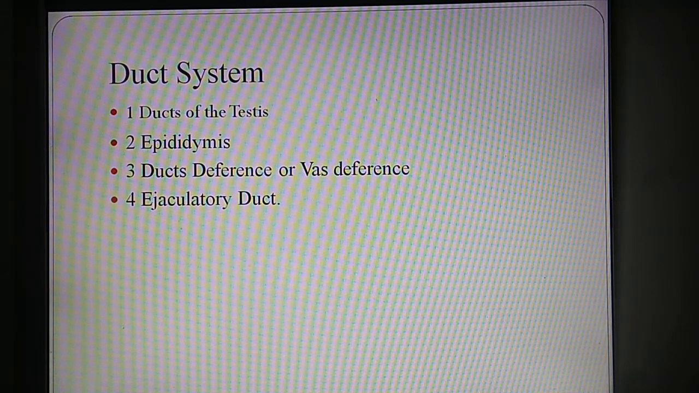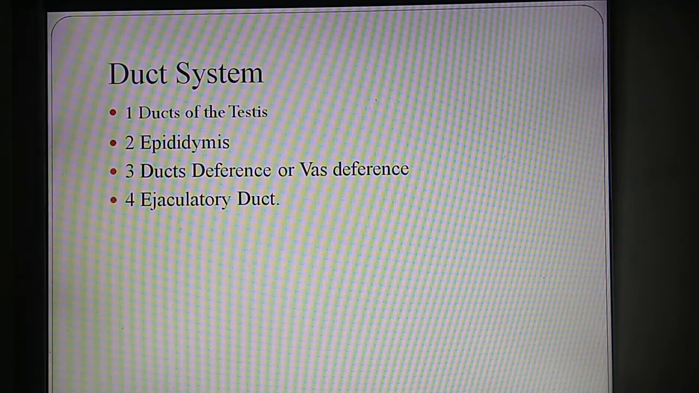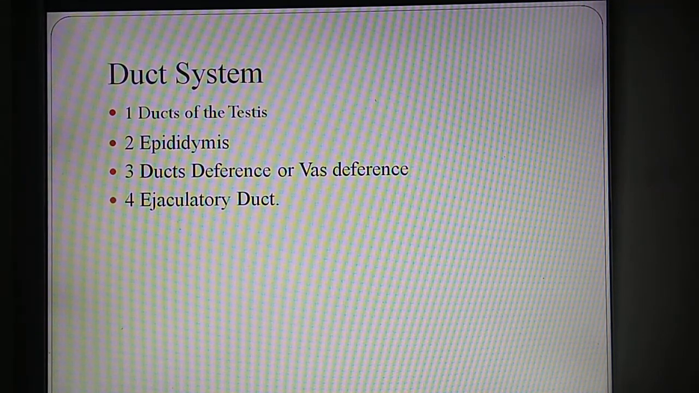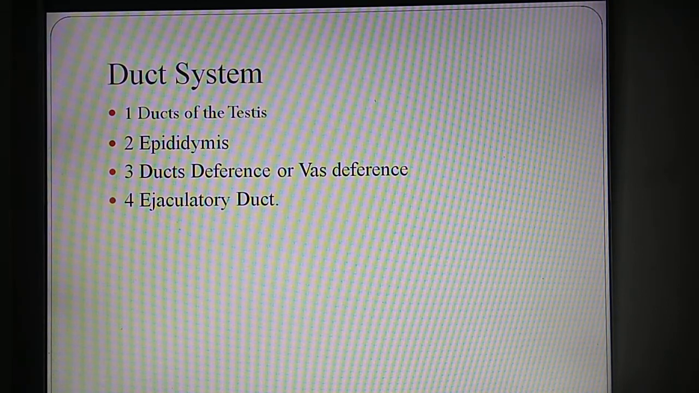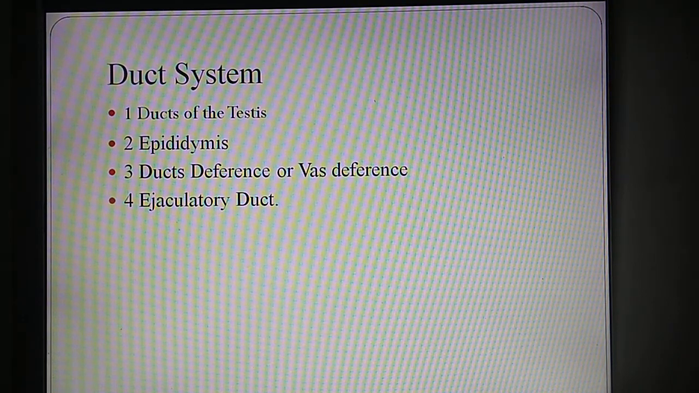Duct system: there are some ducts in the testes. Next part of the duct system is epididymis. Next to epididymis is ductus deferens, which is also called as vas deferens. Then ejaculatory duct.